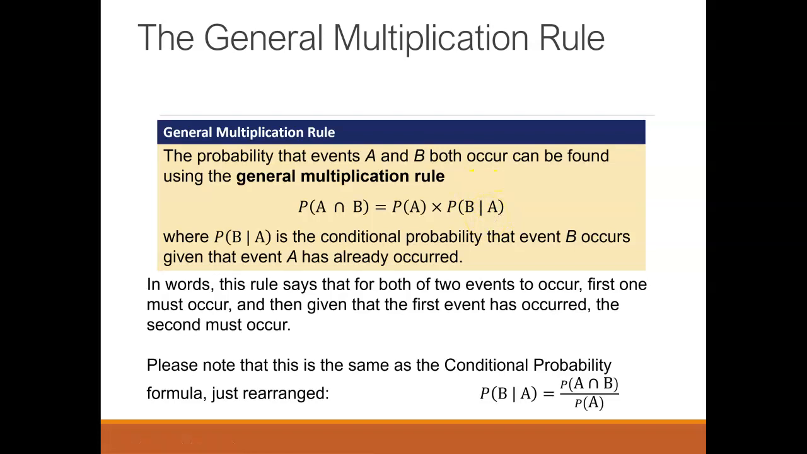So if you have two dependent events and you want to find the probability that A and B occur, where B depends on A, you can do the probability of A times the probability of B given that A has already occurred.